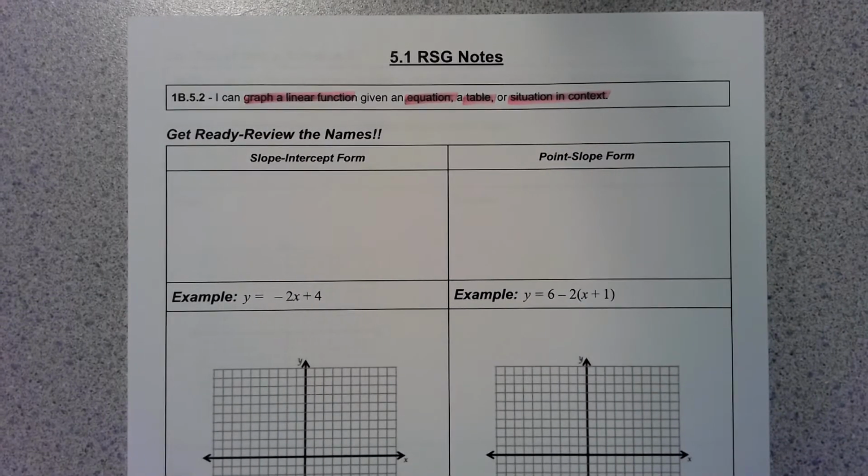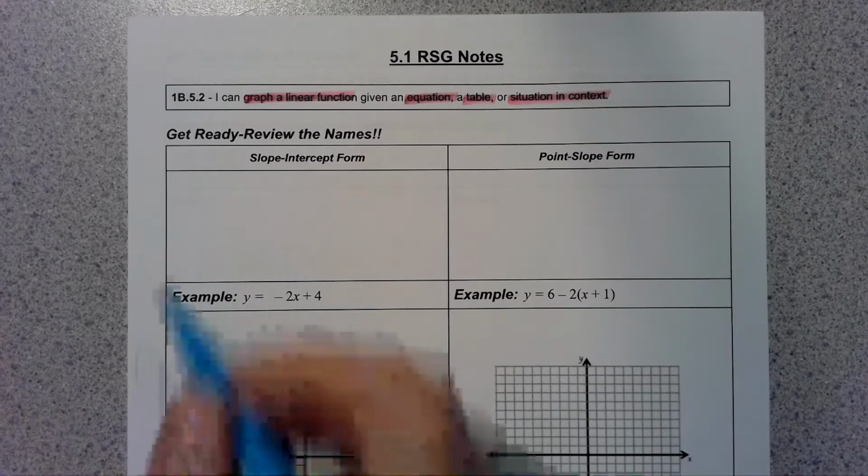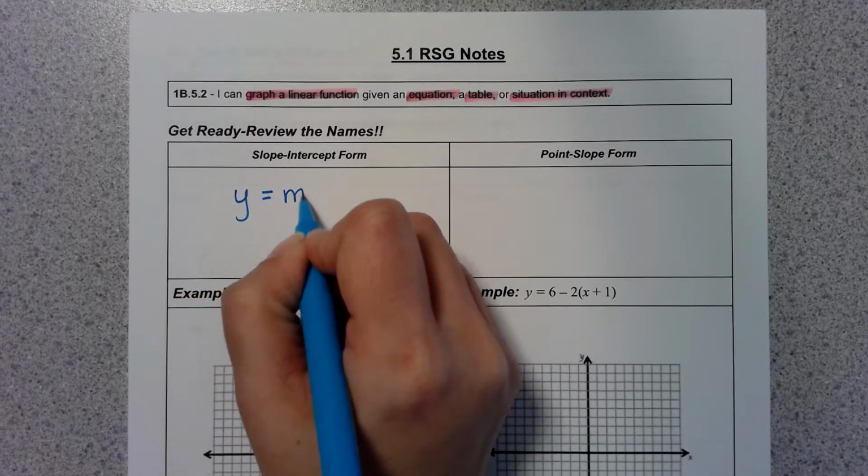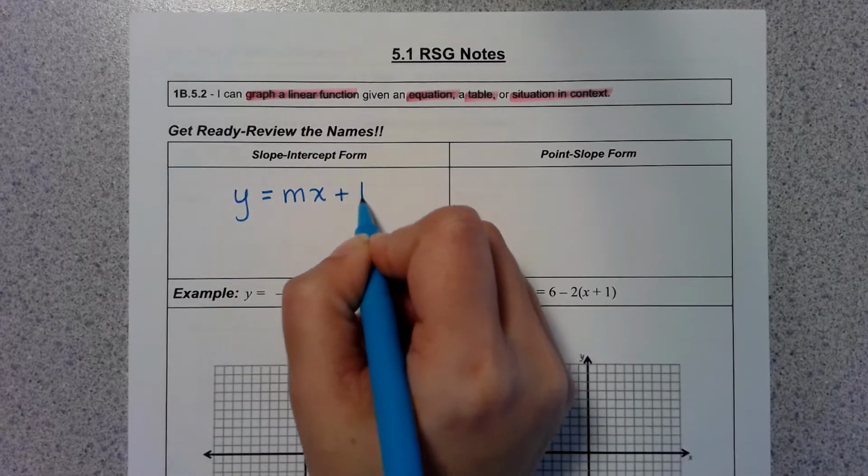Now, today we're going to focus on what we do if we have an equation, and we're going to review the two types of linear forms of functions that we've learned so far this year. So the first type of linear function we've learned this year is what's called slope-intercept form. Slope-intercept form is often remembered as y equals mx plus b.